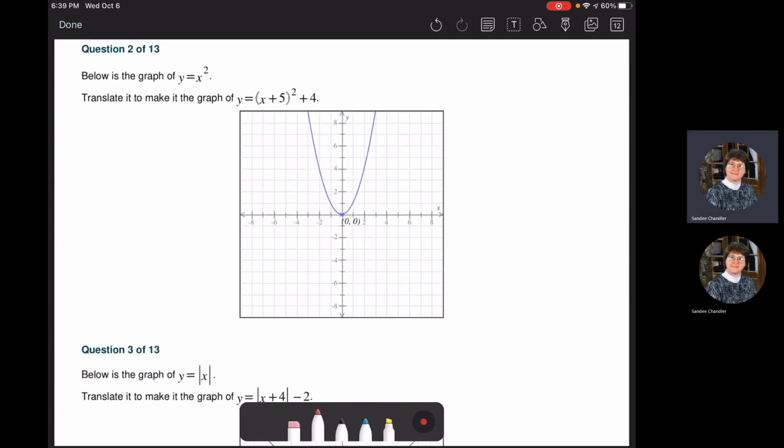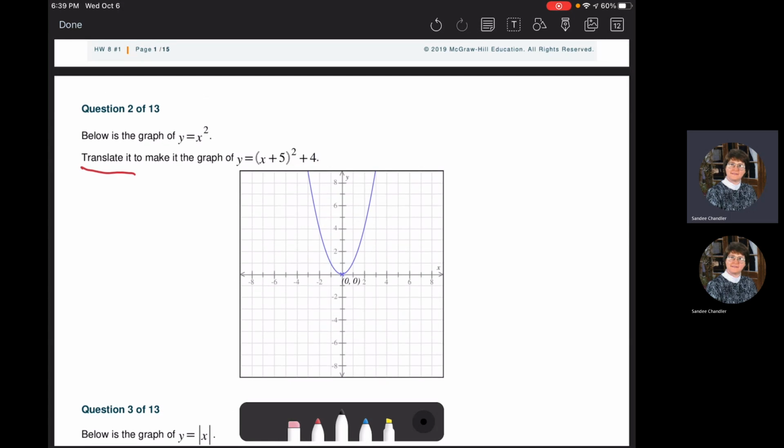All right. For question 2, we have the graph of y equals x squared in front of us, and they want us to translate it to make it the graph of y equals (x plus 5) squared plus 4. Let's do a little remembering here. The basic format, y equals a times (x minus c) squared plus d. Just don't worry about b right now.